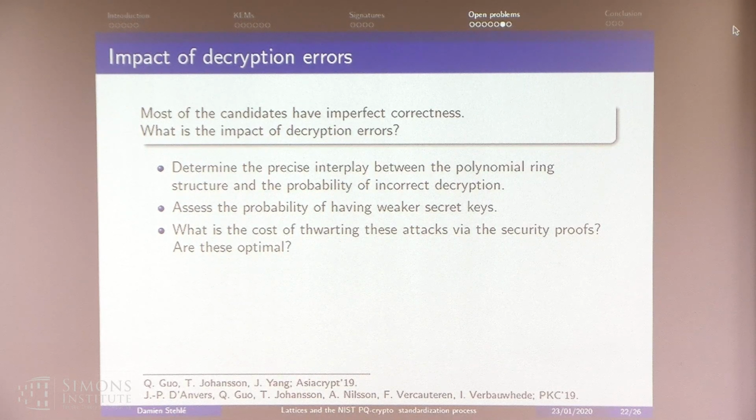And if we want to avoid this type of attacks via security proofs, what does it impact? What is the impact on actual parameters? These are very concrete questions on very concrete schemes. A recent paper that I really enjoyed is the one by Guo, Johansson, and Yang from Algebraic a few months ago, which is an interesting start to start thinking about this type of questions, I find.